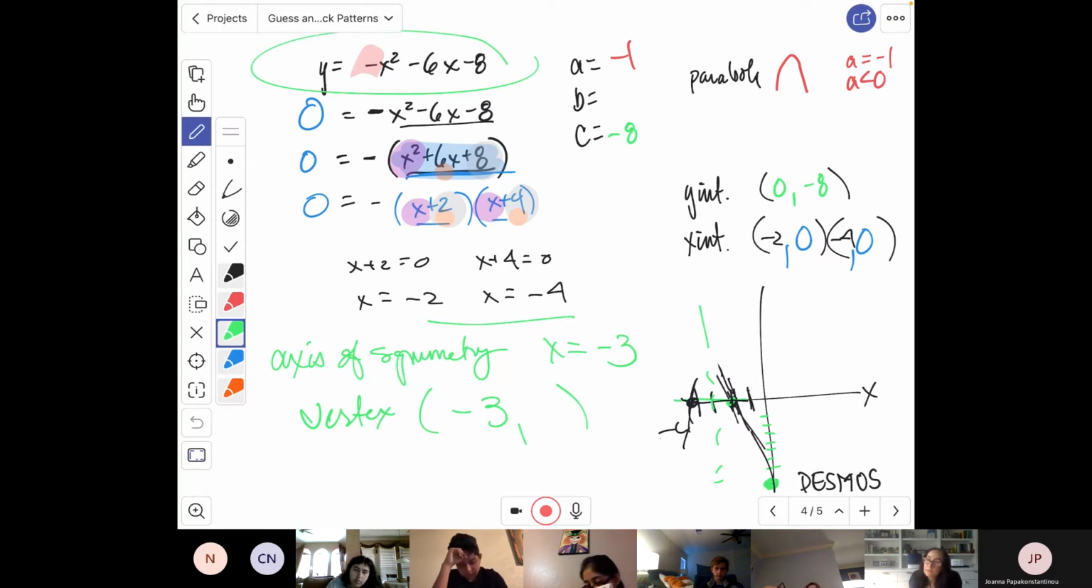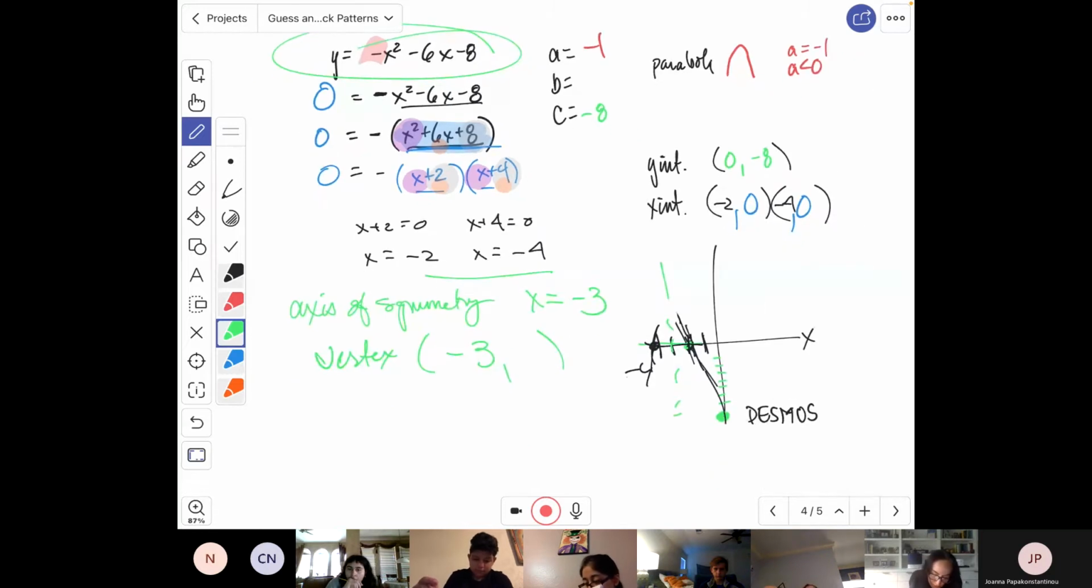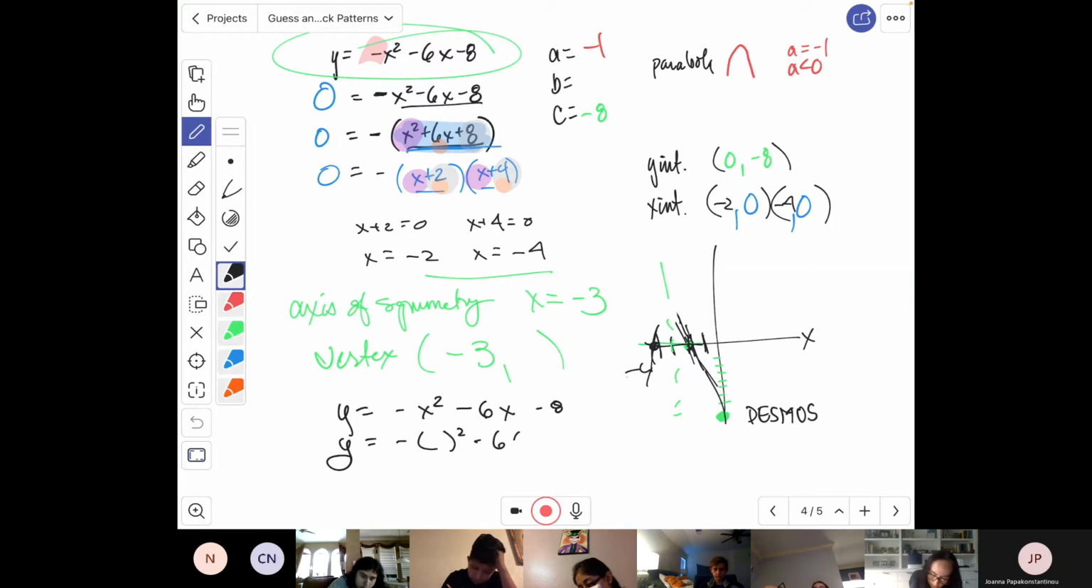Now, you've got some negative numbers there, so that can pose a little bit of difficulty. So be very careful with those x values when you're substituting a negative. So I'm coming back to my original equation, and I'm substituting in -3 for x. What is the y value of my vertex?